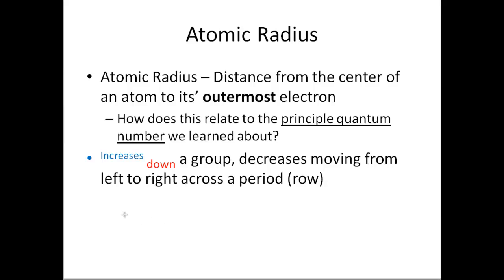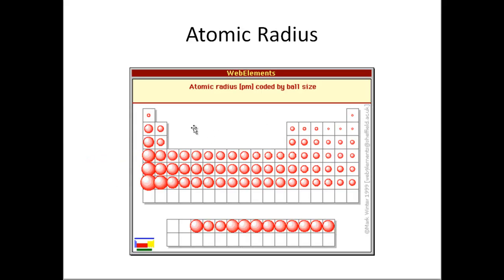Let me go to the next slide. All right, so here's your trend. Atomic radius increases this way because you just have more shells, more orbitals. As you go this way, well, it decreases. Let's try and explain this.